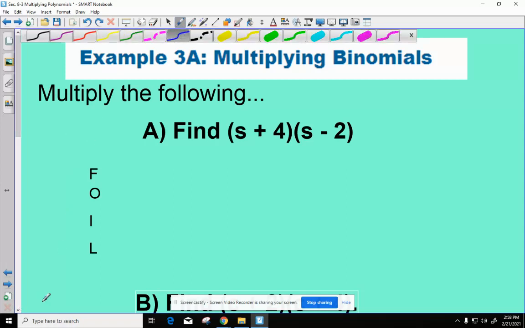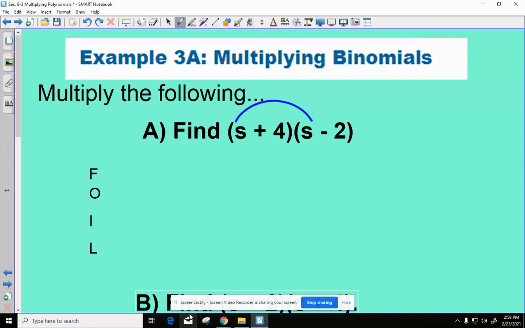Okay, remember though, F stands for first, so we're putting our first terms together. So S times S is S squared, so got the F taken care of.